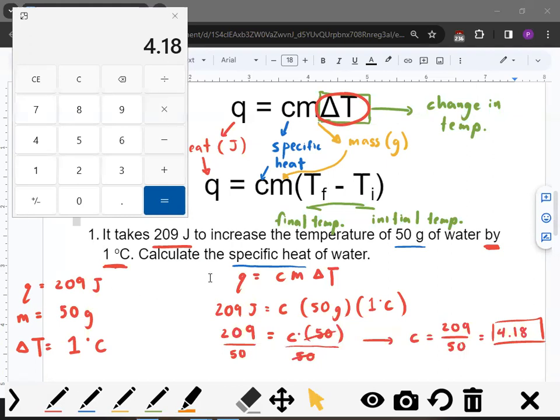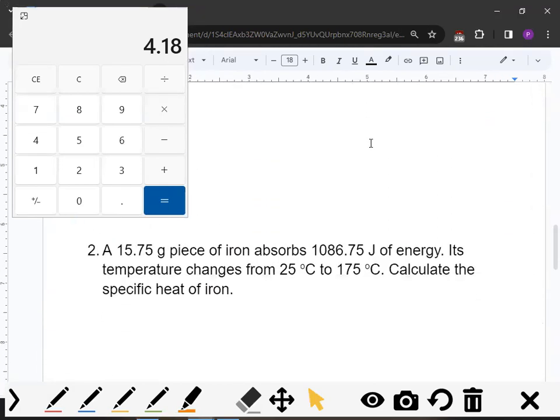Alrighty, guys, let's try another one. Hopefully that was helpful. It's very similar. All we're doing is just solving for different variables in this equation. So, let's go to the next one.